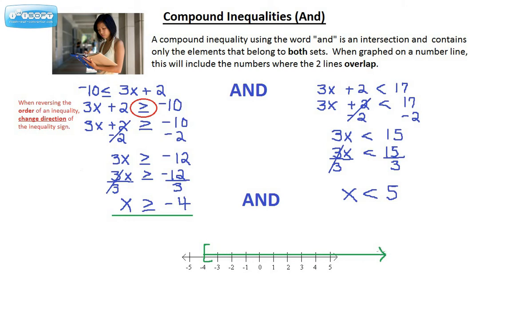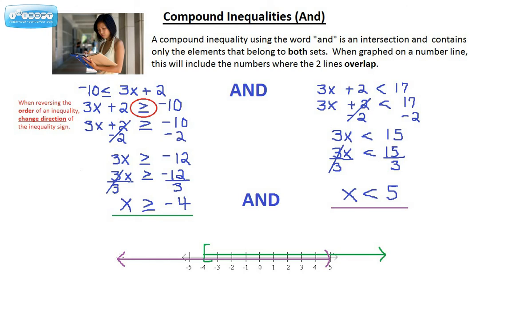So now let's graph our second inequality, and let's do it in purple. This inequality doesn't have an equal, so it will use a parentheses because positive 5 is not included, and the numbers that are less than 5 point to the negative end of the number line.